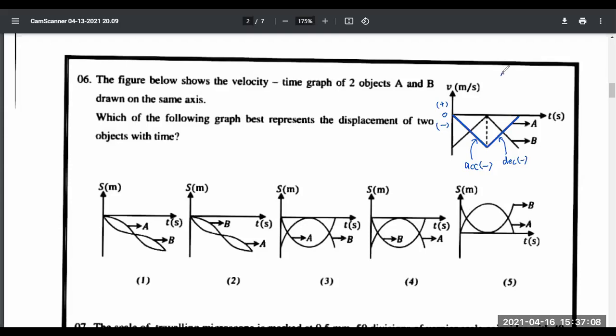So I will just draw the graph for A separately. We normally draw it like this, right? Acceleration in the negative direction means the graph will be like this, and then the deceleration, this is the displacement of A. Deceleration in the negative direction means the graph will be like this. The graph ultimately has to go down. This is how the graph should be for the two parts.